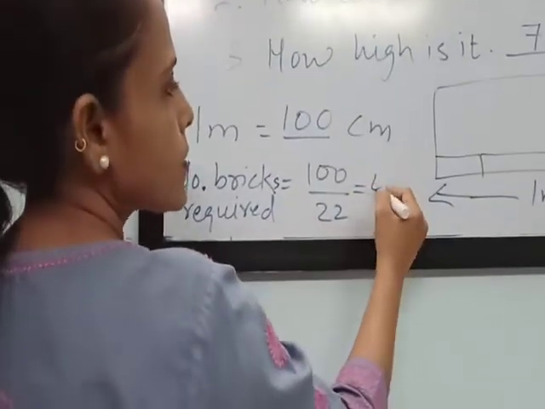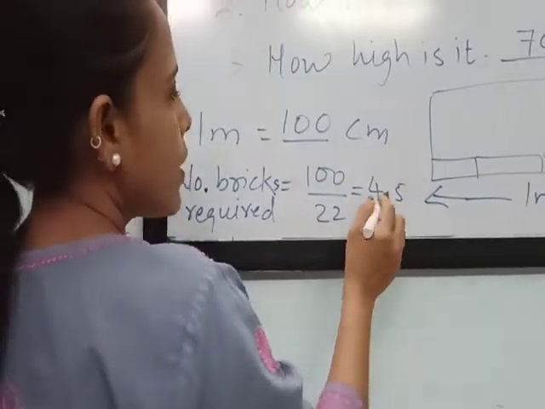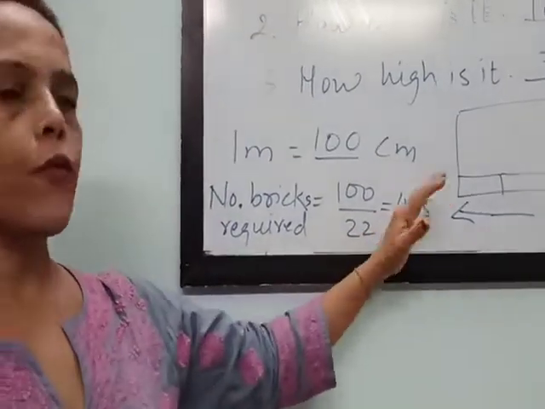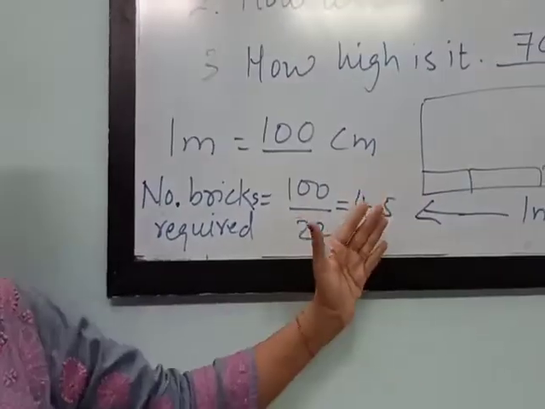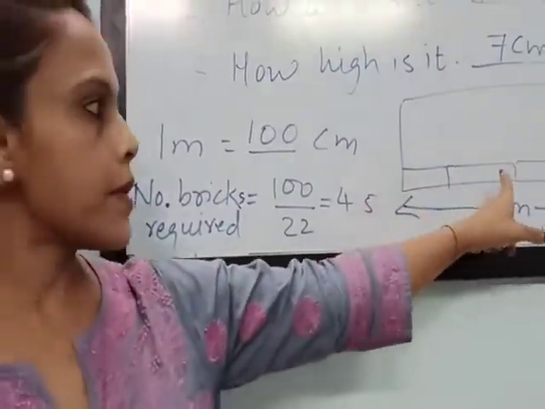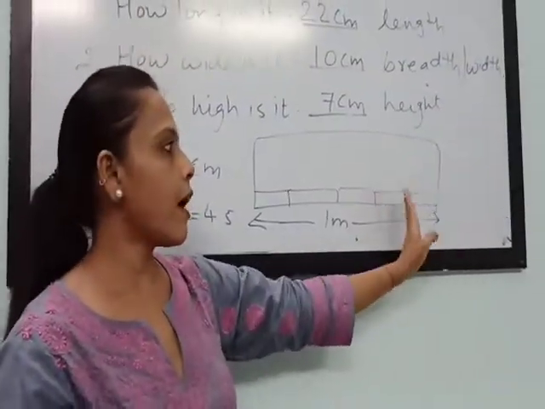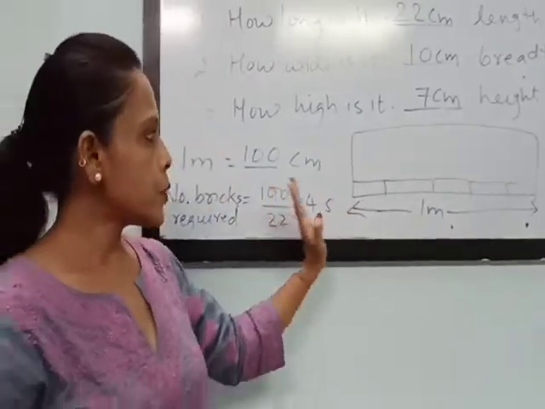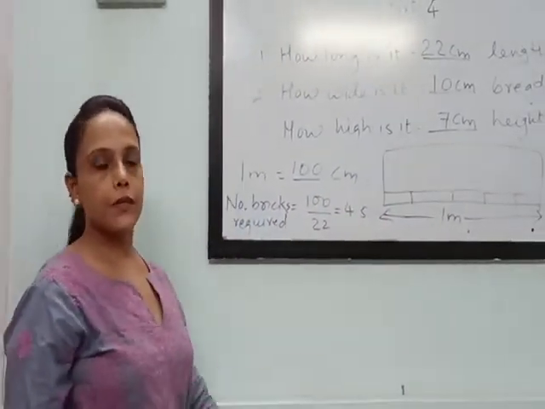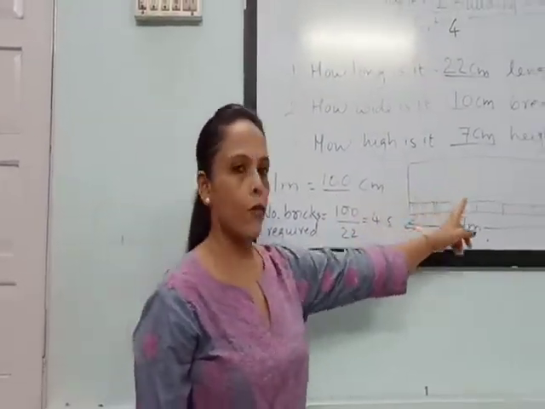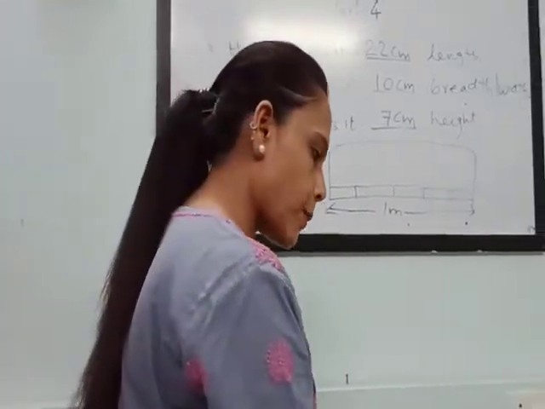So you will get approximately 4.5. So the number of bricks required is not 4.5 but around 5. So the fifth one may be a half brick or like that. This way you can calculate the number of bricks required to build a wall. Let's move on to the next topic.